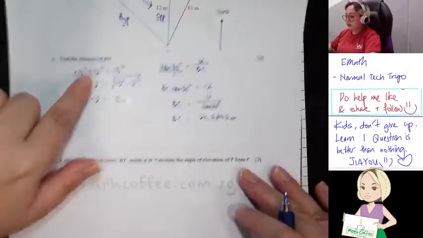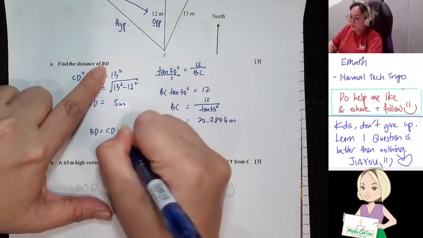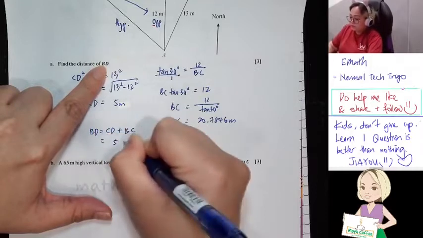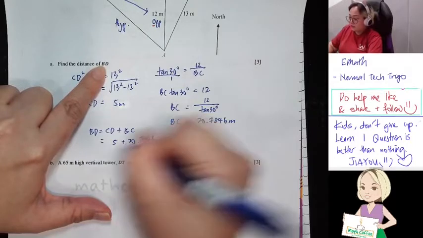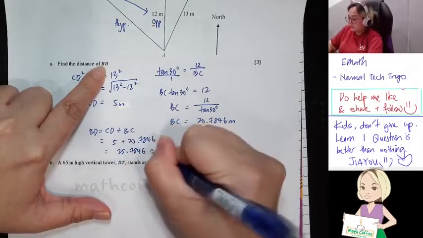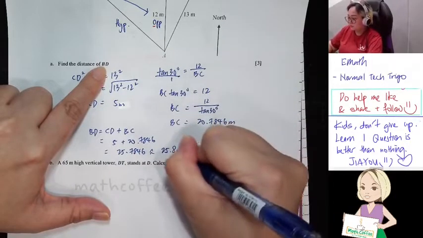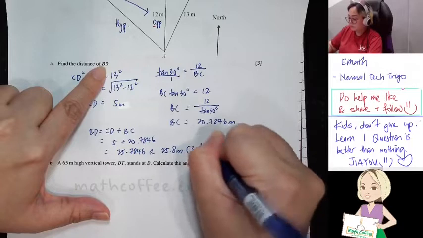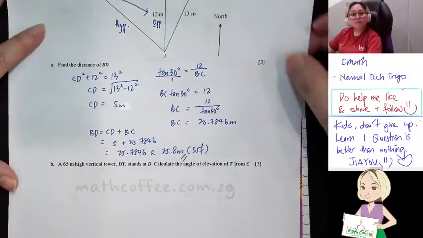Okay, so now I want to find my BD. My BD will be equals to CD plus BC. So it's 5 plus 20.7846. So I get 25.7846. Round it off to 3SF, I get 25.8 meter. So this is the answer.